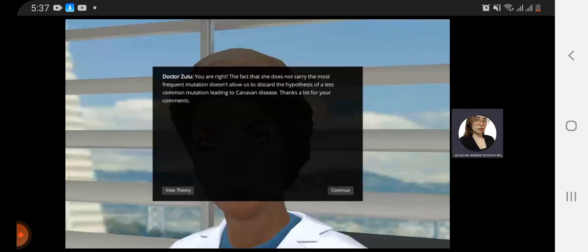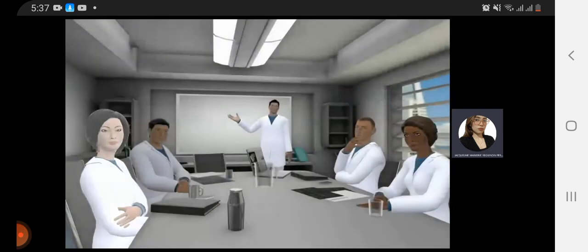You are right. The fact that she does not carry the most frequent mutation doesn't allow us to discard the hypothesis of a less common mutation leading to Canavan disease. Thanks a lot for your comments. Click on any of the highlighted doctors to learn about a new case.